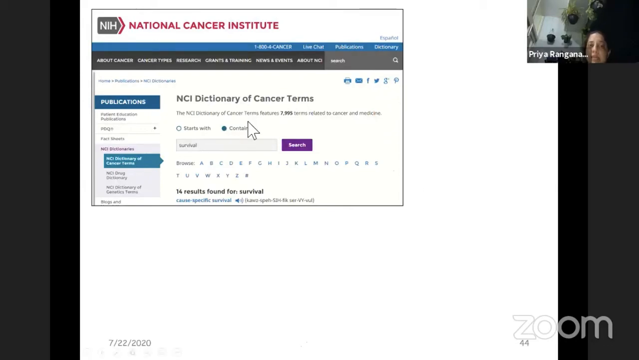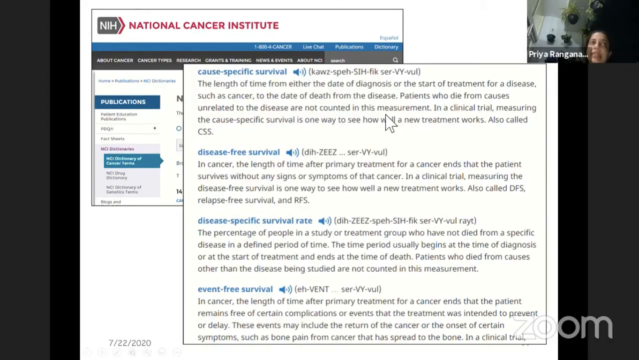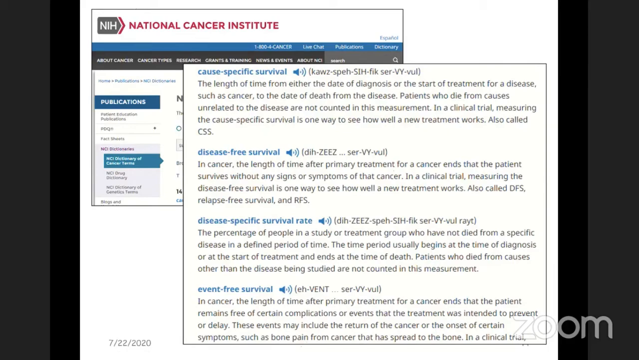So if you go to their website, they have a dictionary of cancer terms. And when you click on it, you get the exact definition of each of the terms. Let's look at some of the outcomes which are commonly used in oncology studies.